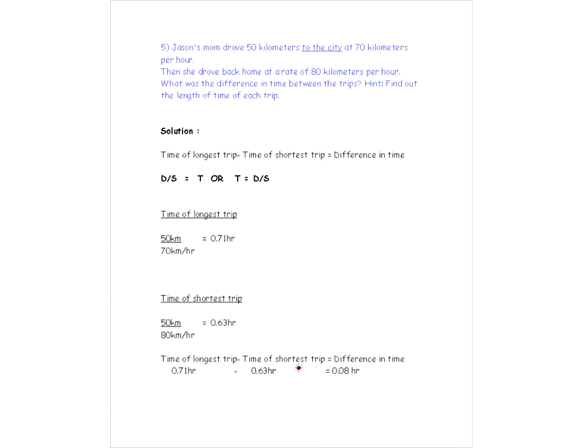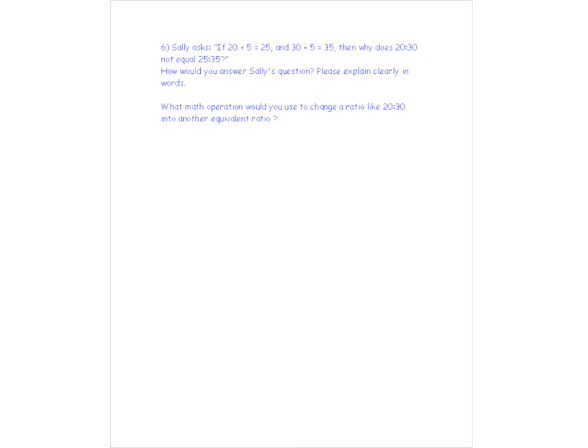Now we use this formula, time of longest trip minus time of shortest trip equals difference in time. We subtract the two numbers and we get this amount. Okay, so that's how we do this one.